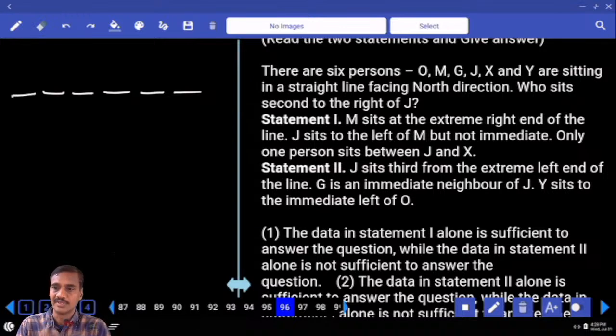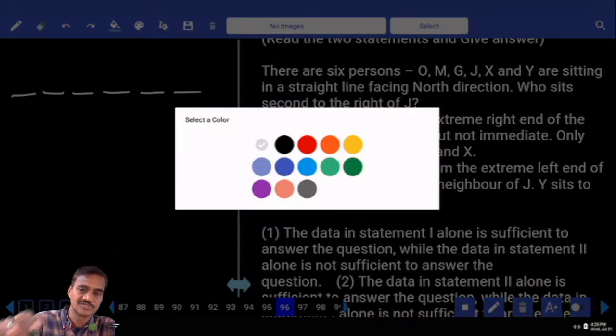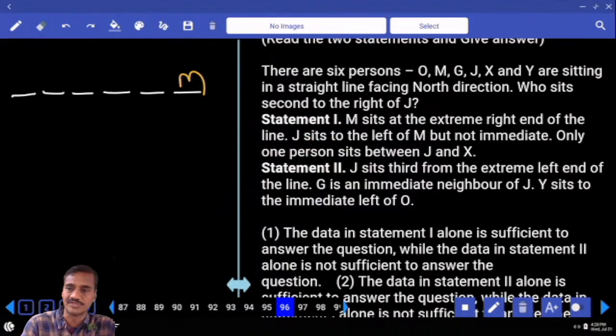Then first one. M is at the extreme right hand. Where is this M? M is at the extreme right hand. And J sits to the left of him but not immediate. Only one person between J and X. Then who is to the immediate right of J? Now tell me, will you get the answer here or no? Isn't it? The next one.